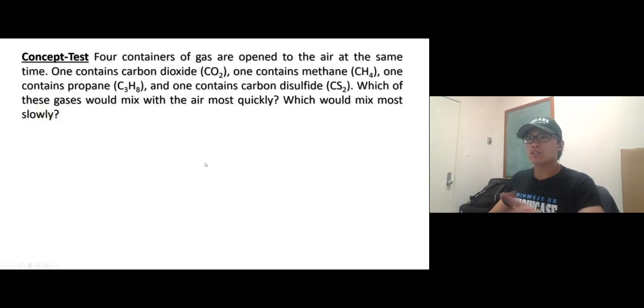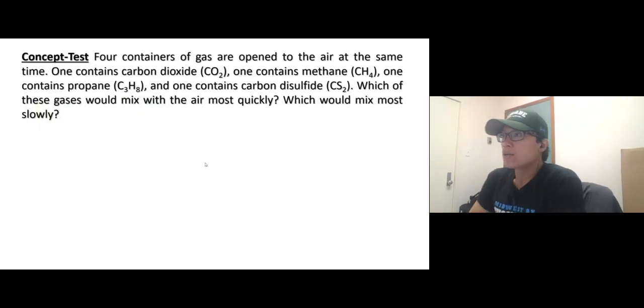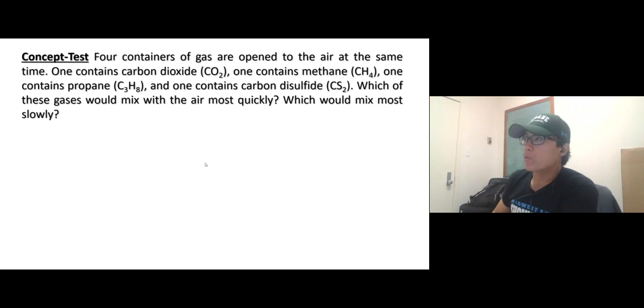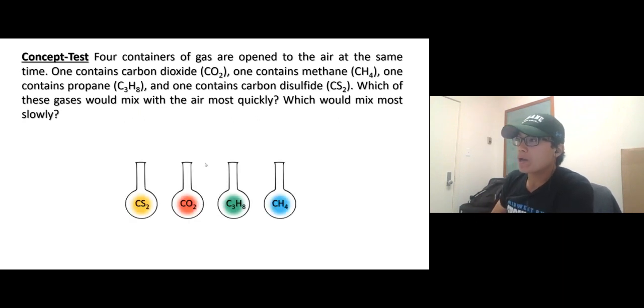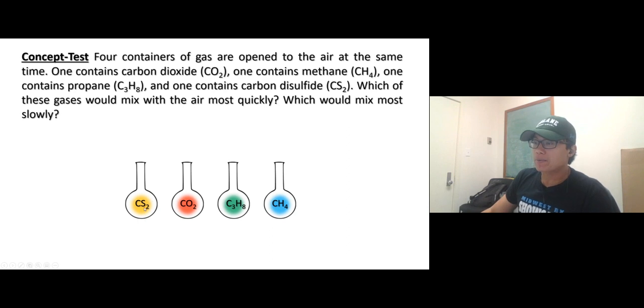All right, concept test real quick. So we have 4 containers. We fill them with carbon disulfide, carbon dioxide, propane, and methane. Okay, which of these gases would mix with the air most quickly? Which would mix the most slowly?